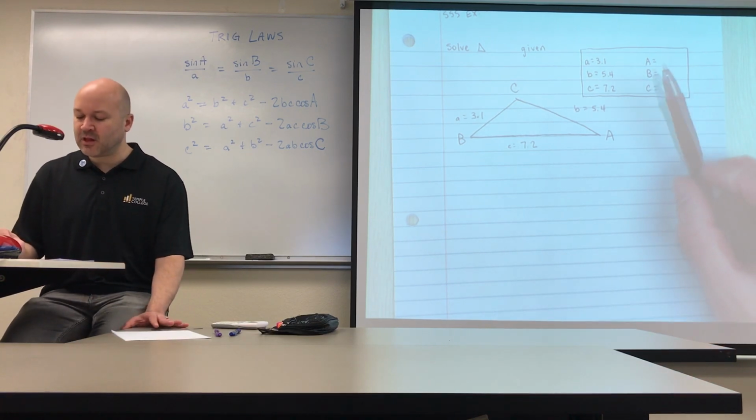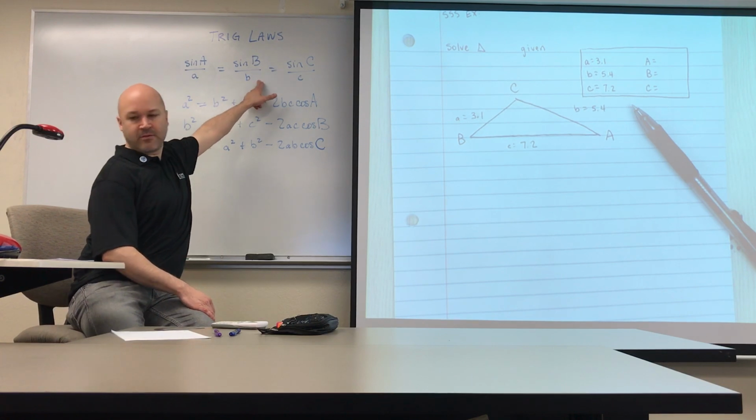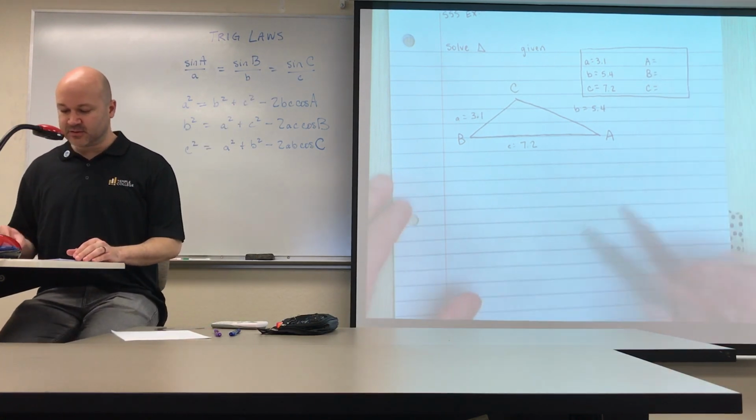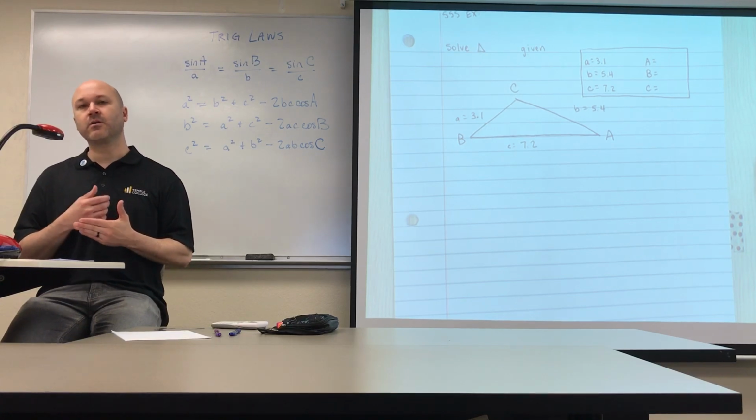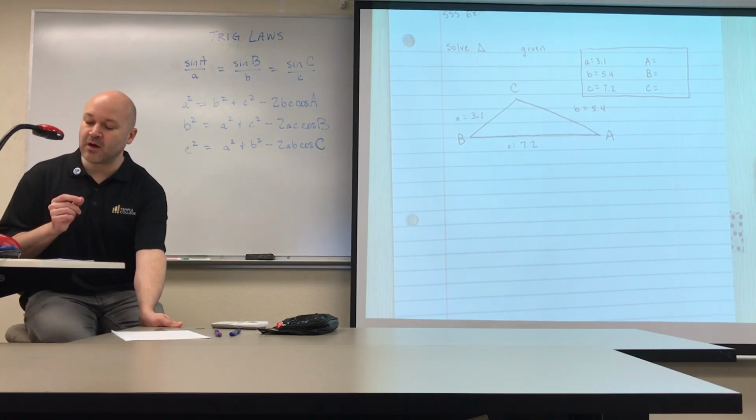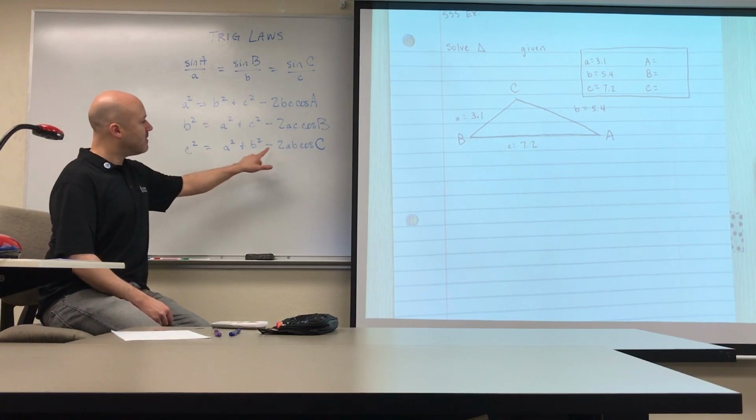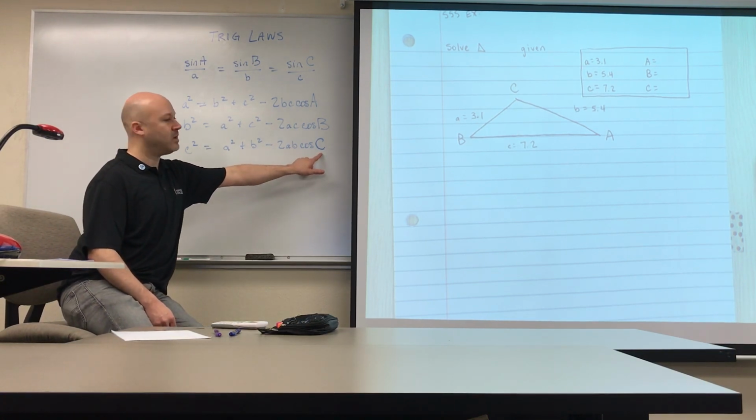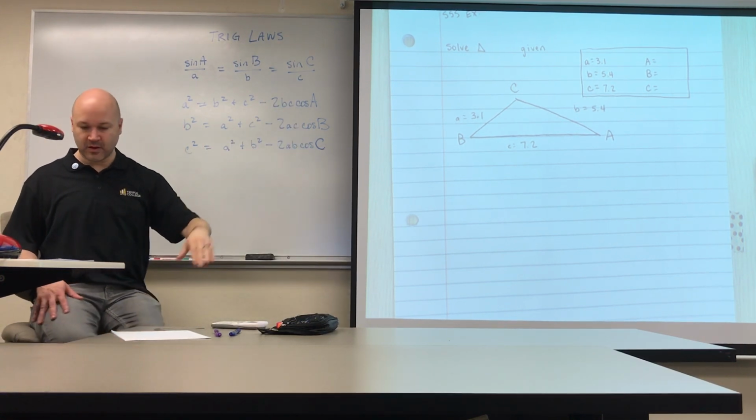Now I can't use the law of sines because I don't have a pair of information. I don't know any of the angles. So I think I'm going to have to bust out the law of cosines. With the law of cosines, if I know a, b, and c, then my only unknown would be that angle, and I could then solve for that angle. So I'm definitely going to be using the law of cosines.